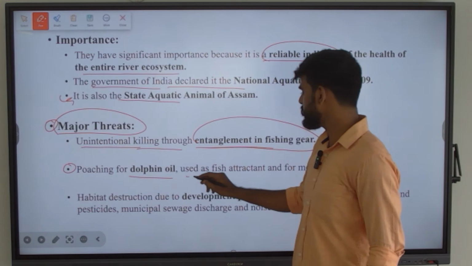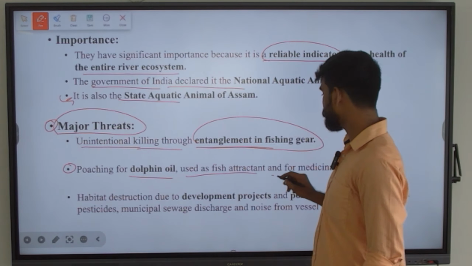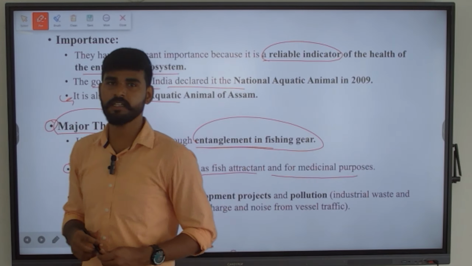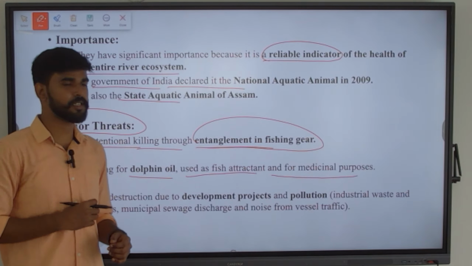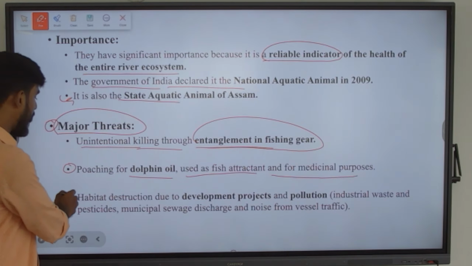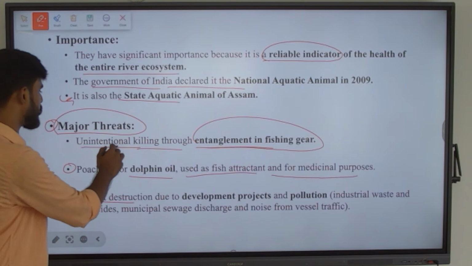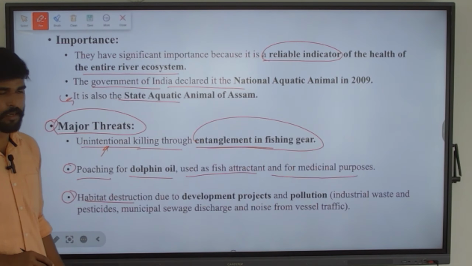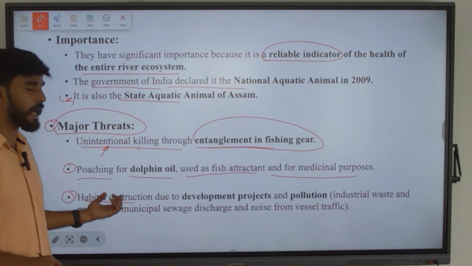This dolphin oil is used as a fish attractant, and it is also used for some medicinal purposes. Next, habitat destruction is another problem. So the first problem is unintentional killing. The second problem is poaching for the oil, that is dolphin oil. Next is the habitat destruction.